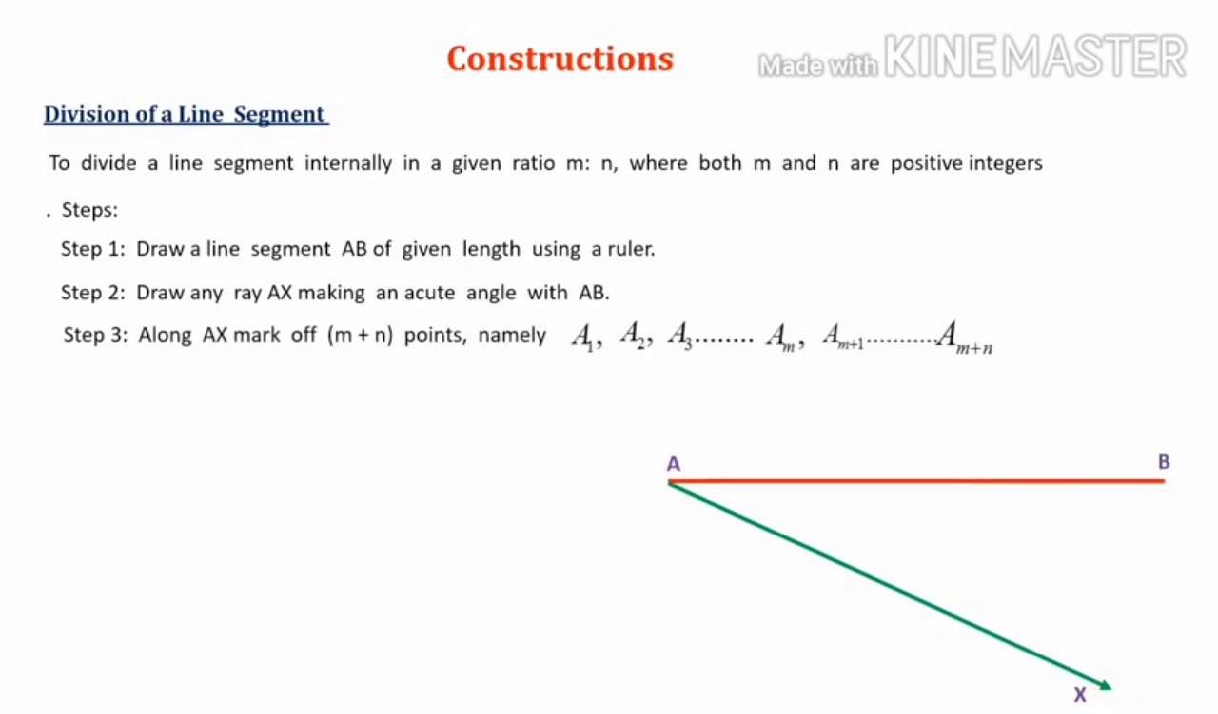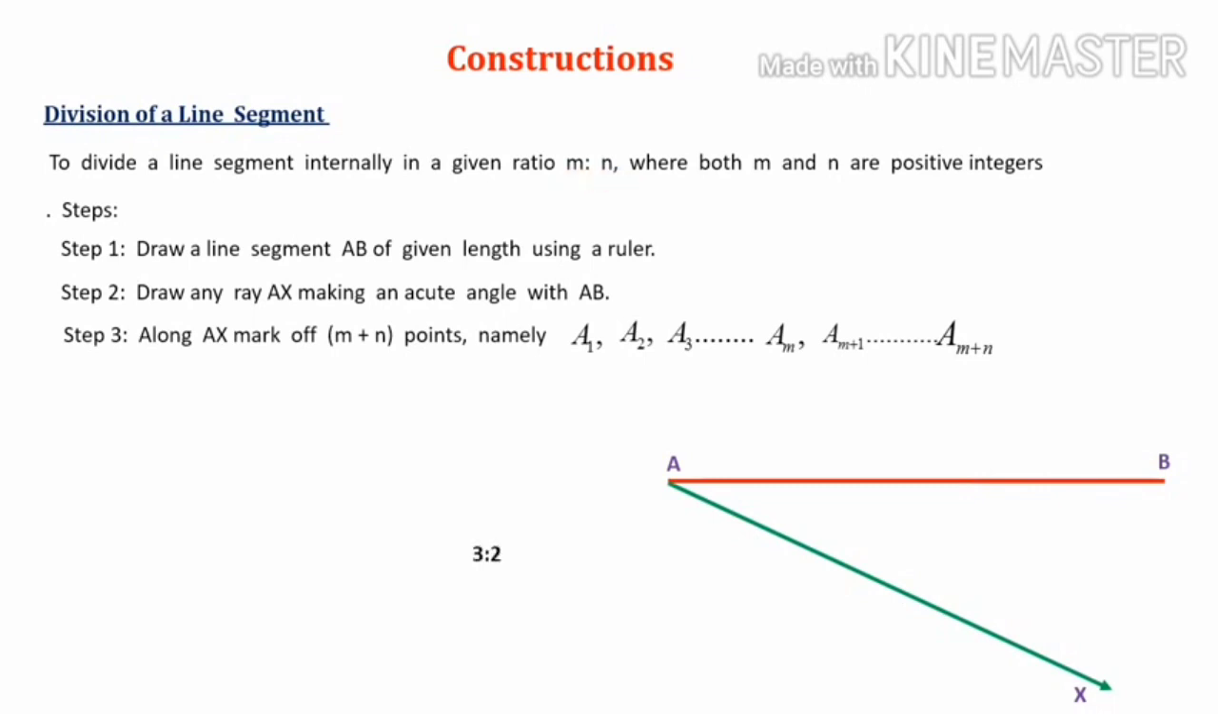Then along AX, mark off m plus n points, namely A1, A2, A3, etc., A(m plus 1), etc., A(m plus n). Here is a general form. You may feel difficulty to understand this one. It is quite simple concept. Along AX, mark off m plus n points. This m and n are the ratio here because we are asked to divide a particular line segment into m is to n in the ratio. So this m and n we have to add.